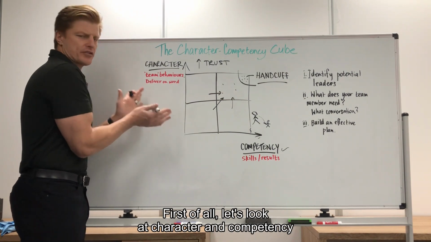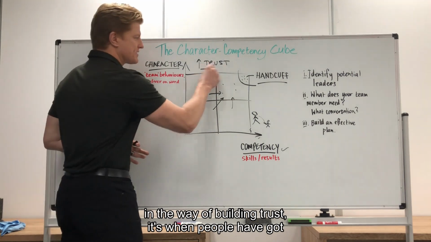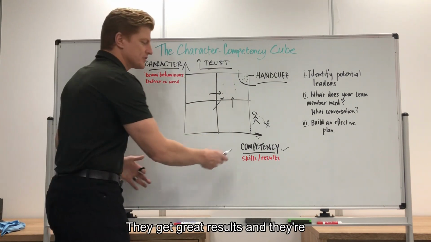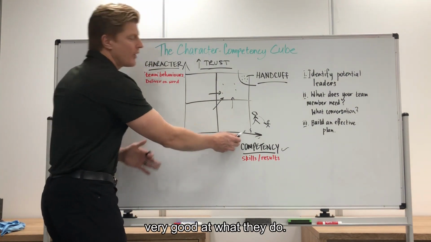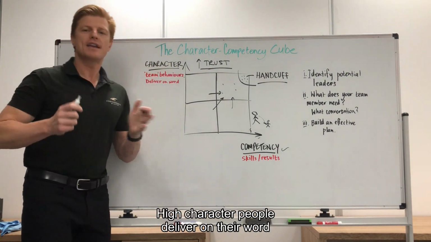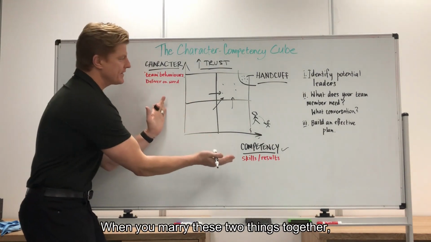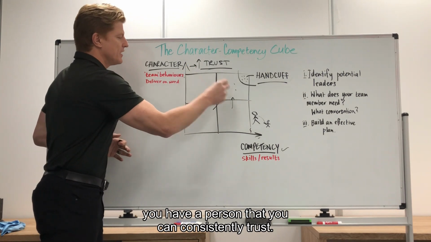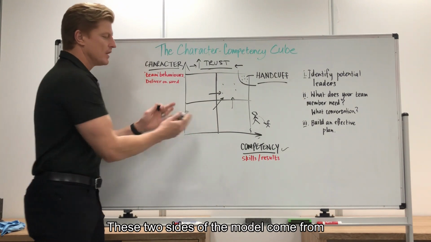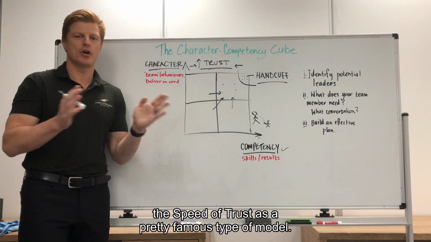First of all, let's look at character and competency and their definitions. Competency, when we refer to competency in the way of building trust, is when people have got the skills and ability to do their job, and under pressure they get great results and they're very good at what they do. On the other side of the character competency model is character. High character people deliver on their word and do what's best for the team under pressure. When you marry these two things together, you have a person that you can consistently trust. These two sides of the model come from the Covey trust model that you would have seen in Speed of Trust, and it's a pretty famous type of model.